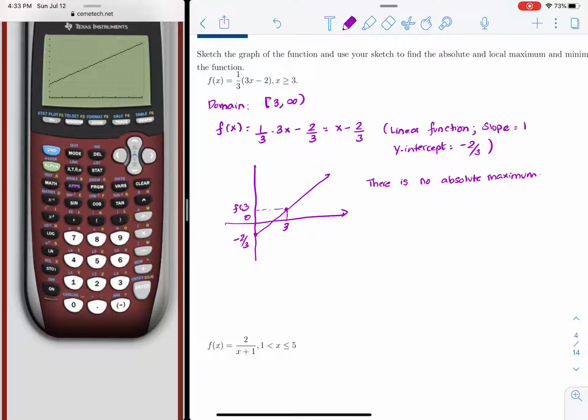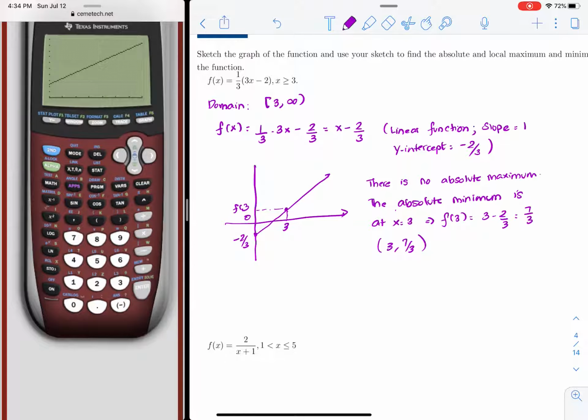Is there an absolute minimum? So the absolute minimum is the smallest value. So the absolute minimum is at x is equal to 3. So f(3) would be equal to 3 minus 2/3. That would give me 7/3. So the absolute minimum is (3, 7/3).